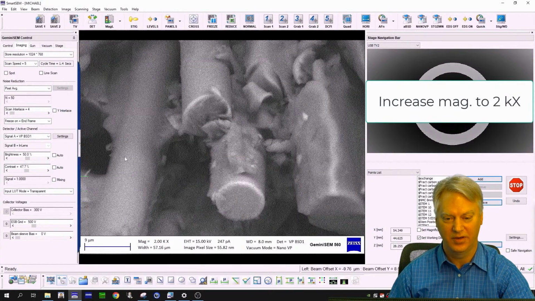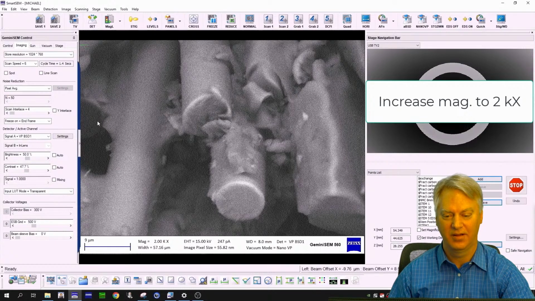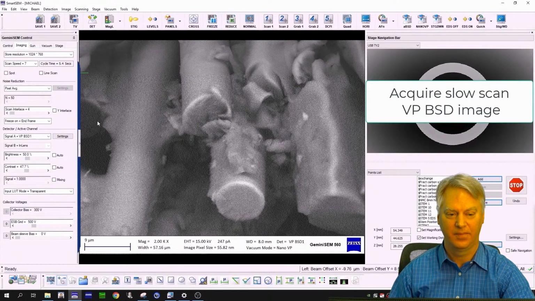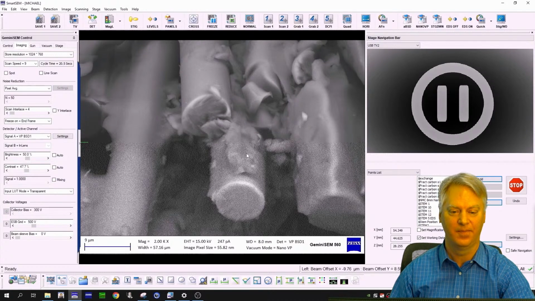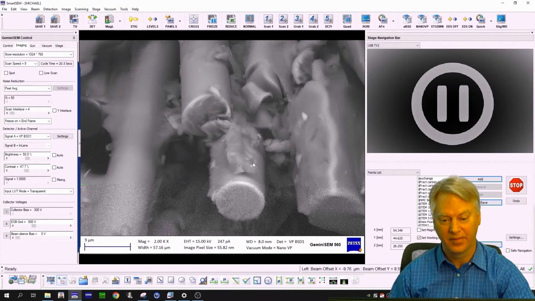Let's go ahead and bump it up a little bit higher in the magnification, and it will slow down the scan. We could take a VPBSD image. I don't see a lot of differences in the composition, but we can definitely see that it's a really nice image. We're getting nice imaging at 15 kV with these detectors that are available.